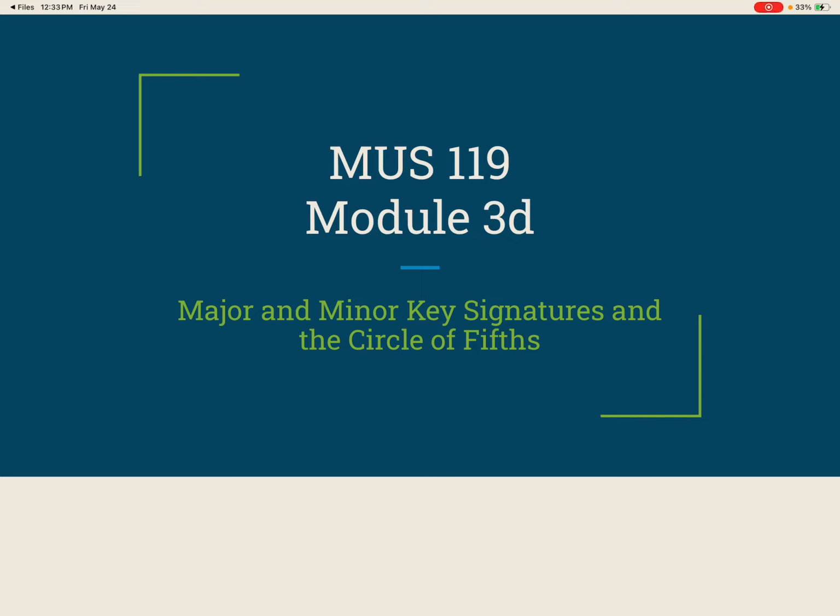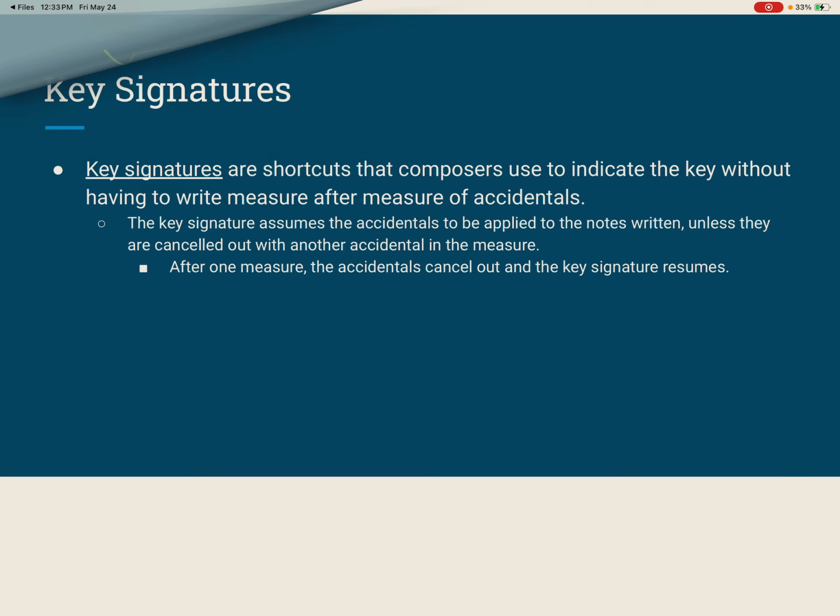Hello, MUS119. This is Module 3D, which describes major and minor key signatures, and the circle of fifths, which is a tool that will be able to help you with key signatures. So what are key signatures?